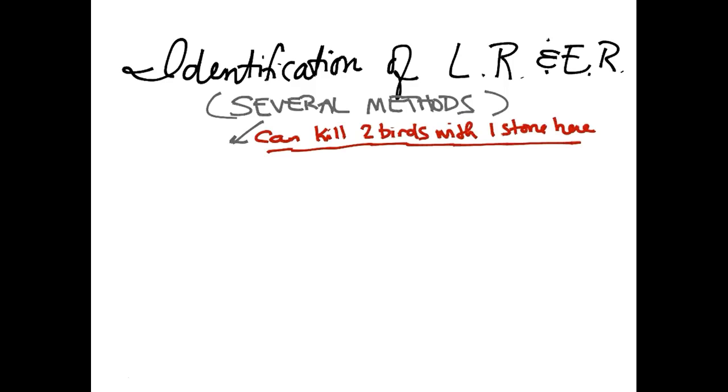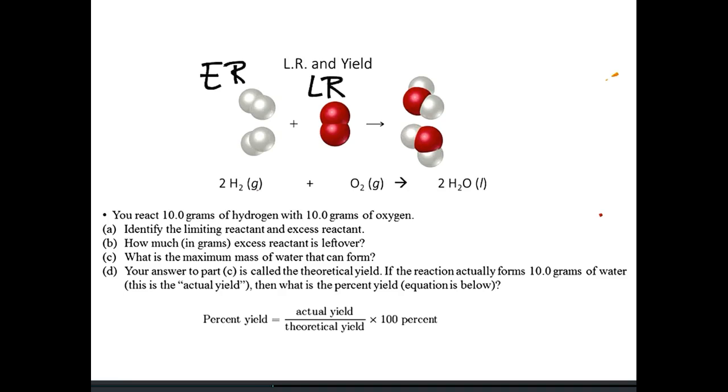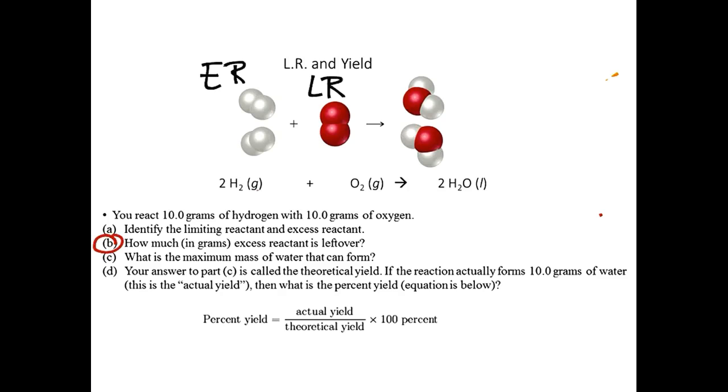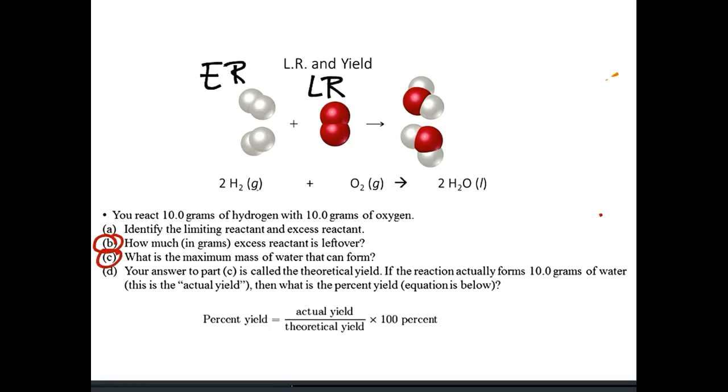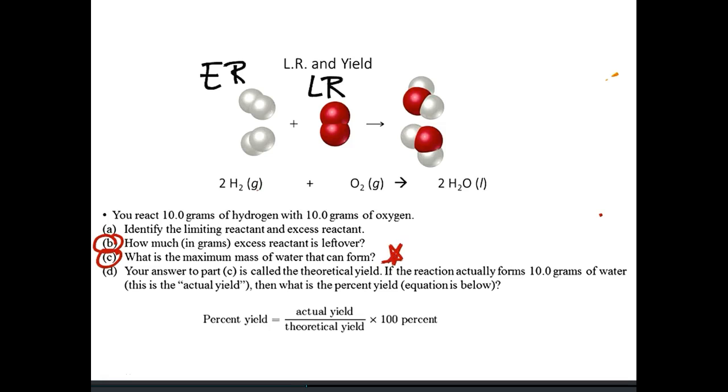Now, a third and final way of identifying the limiting reactant is you can kill 2 birds with 1 stone here and answer part C, what is the maximum mass of water that can form? So we could answer part B, or C is very often the question that's asked, is what is the maximum mass of product that can form given these 2 masses of reactants that react together? And so often C is the only thing that's asked, or sometimes maybe A and C. So we can go ahead and answer part C, and we can use that answer to answer part A. So we're going to do part C, and I'll show you how you use that problem to answer part A.